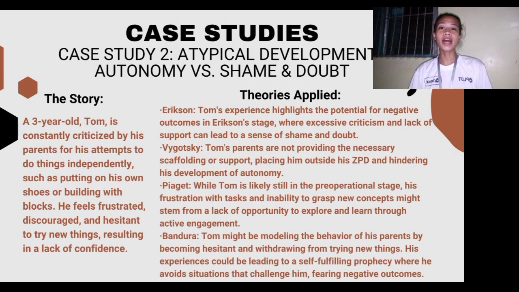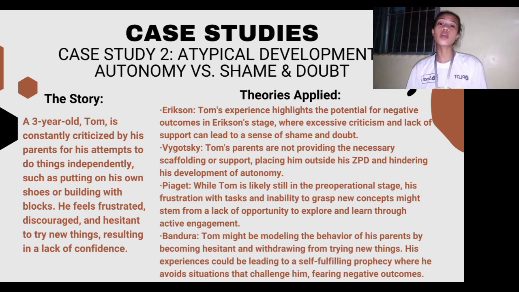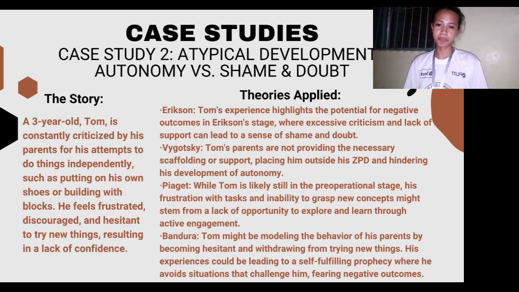Case Study 2, atypical development. Tom, age 3, is often scolded when trying to do tasks on his own. He becomes hesitant and withdrawn. In Erikson's stage of development, he's developing shame and doubt. In Vygotsky's theory, no scaffolding is given. In Piaget's theory, lack of active engagement may limit his learning. Lastly, in Bandura's theory, he's modeling avoidance, reflecting his parents' negative feedback.